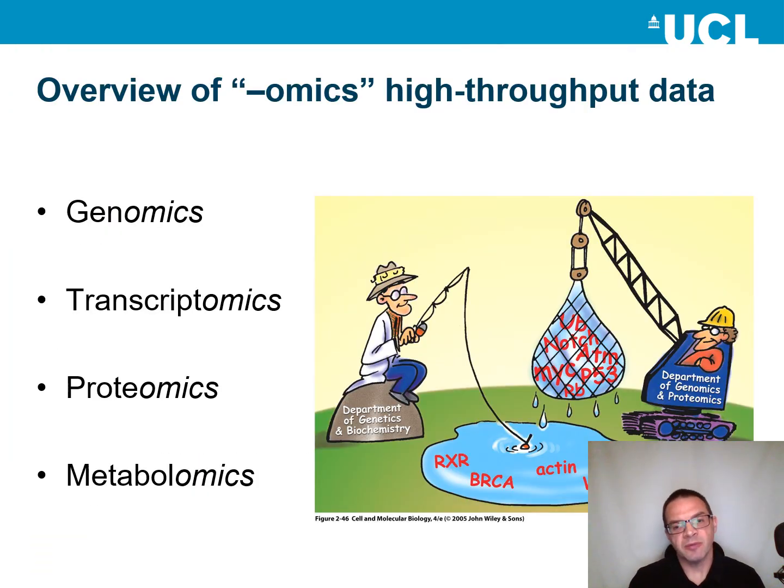Another type of data is omics data. So omics, high throughput data. There are, again, four major categories of this: genomics, transcriptomics, proteomics, and metabolomics.